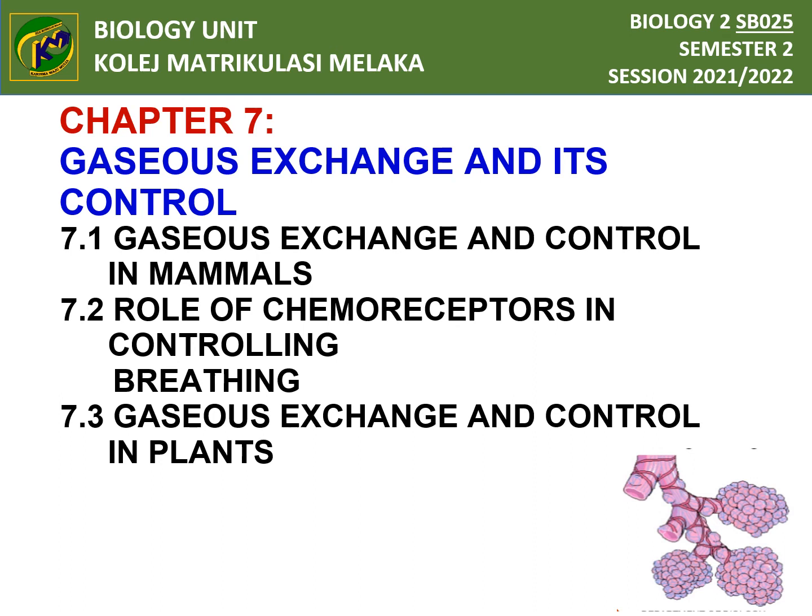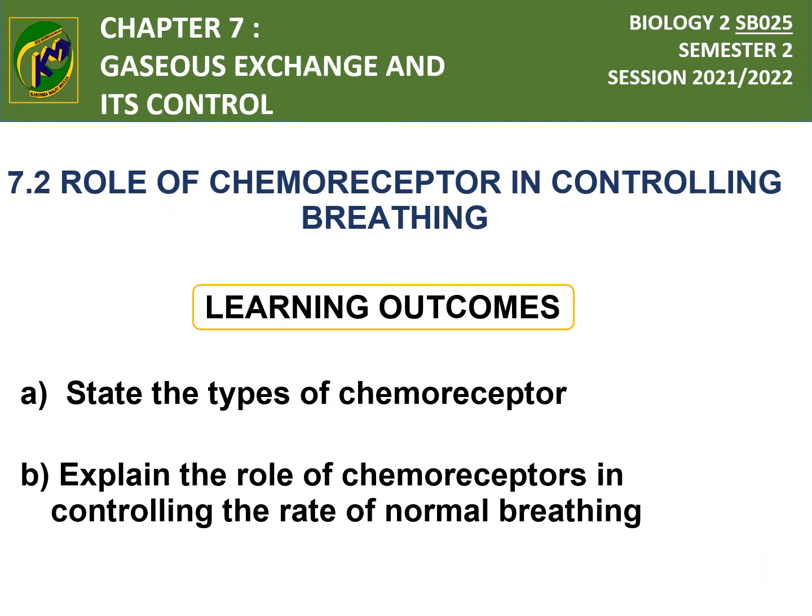Hi, this video will explain about 7.2 Role of chemoreceptors in controlling breathing. The learning outcome is for students to be able to state the types of chemoreceptor, then explain the role of chemoreceptors in controlling the rate of normal breathing.